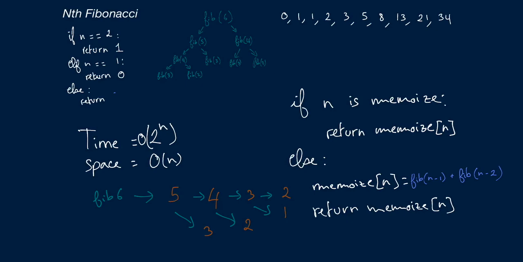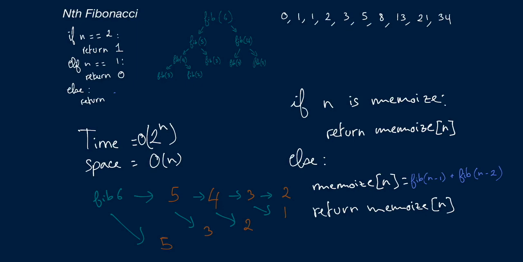And lastly, our fib of 6 now calls fib of 5, but fib of 5 is stored in our hash table because we just calculated it. So we can erase it and put it in brown, and this entire part of the Fibonacci tree here is just going to be constant time. We just access it from our hash table.